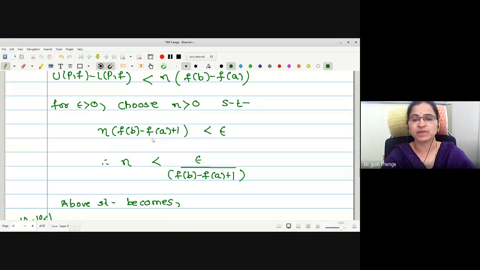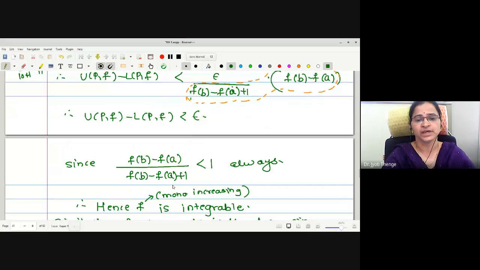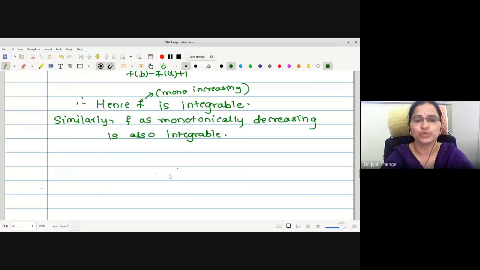Here, particularly, we have to choose the value of eta. Eta times (f(b) minus f(a)) is less than epsilon actually, but if we shift f(b) minus f(a) to the right, this denominator may become 0. Therefore, to avoid that case, we have written plus 1 here. And finally, we have proved that U(P,f) minus L(P,f) is less than epsilon, proving that a monotonically increasing function is integrable.